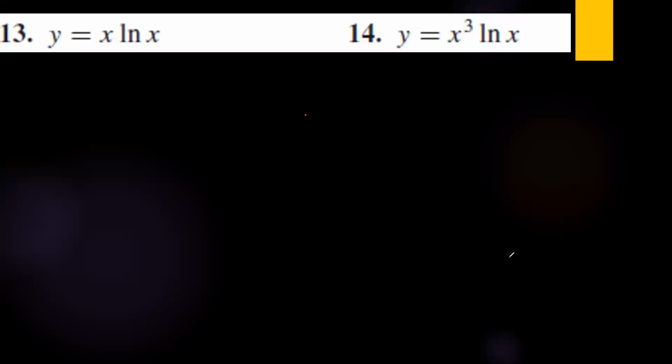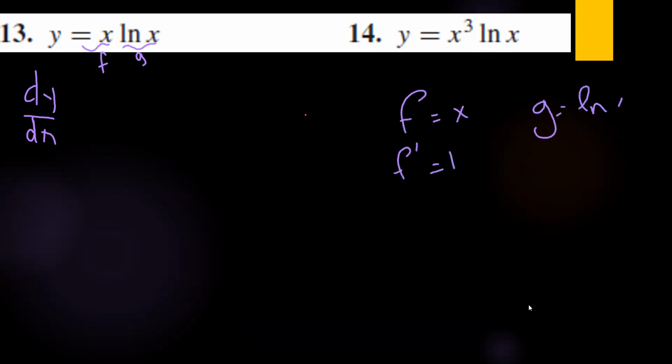Now, number 13. Y is x ln x. So here we have to find dy over dx. As you see, we have x times ln of x. So we assume that this is f and this is g because they are multiplied. We have to use the product rule. So if f is x, f prime will be 1. And if g is ln of x, g prime will be 1 over x.